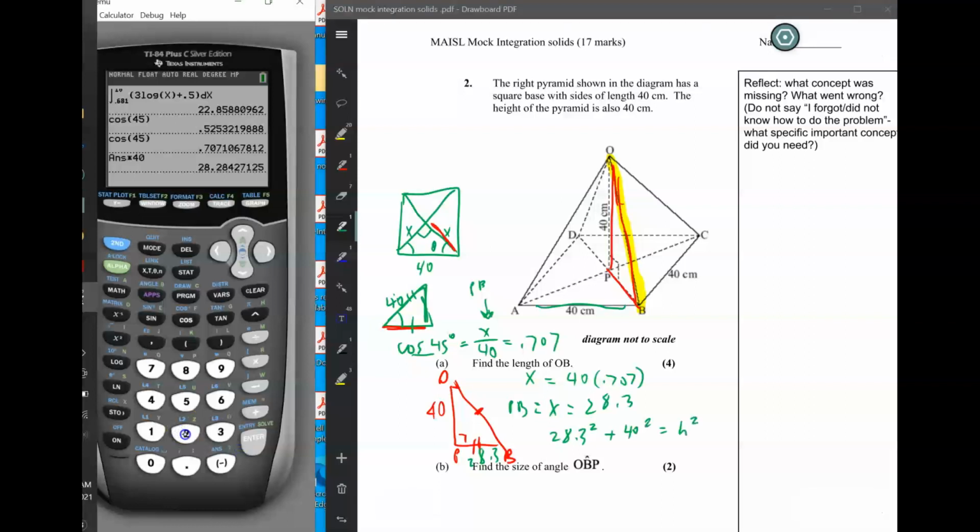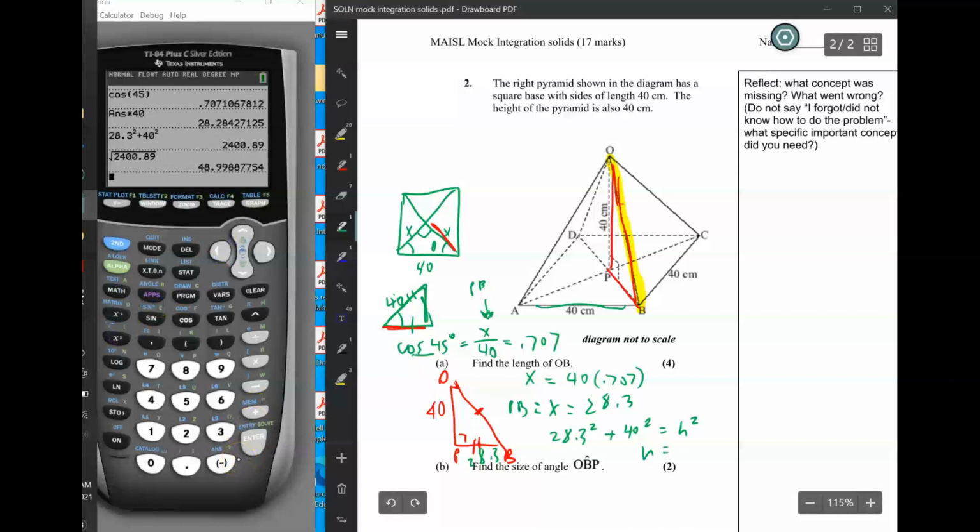So 28.3 squared plus 40 squared equals 2,400, and then we'll just take the square root of that, and it gives us 48.99, which rounds to 49.0. Okay, so the length OB is equal to 49.0. Okay, so that yellow line is 49.0.